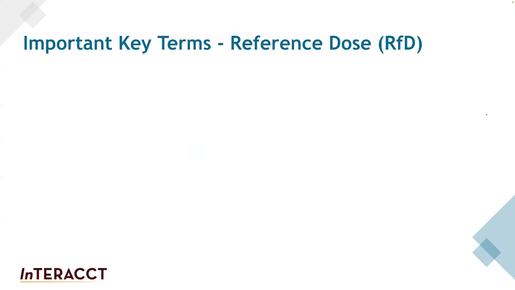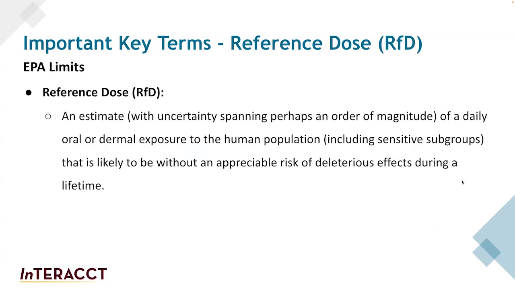On this slide, we're introducing an important concept in dose response assessment, the reference dose, or RfD. RfD is developed by EPA, and it is an estimate of the daily oral or dermal exposure to a chemical that is likely to be without a significant risk of harmful effects over a person's lifetime. This estimate includes a safety buffer and considers sensitive subgroups such as children or the elderly.